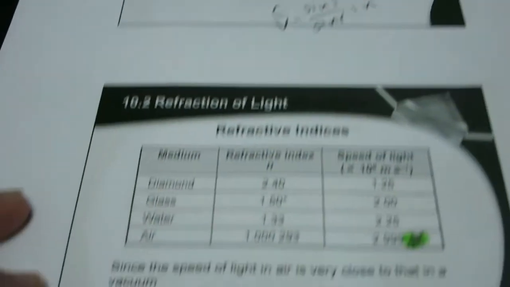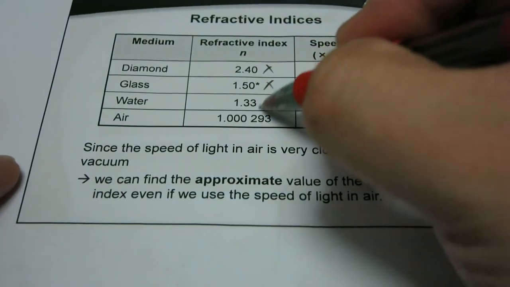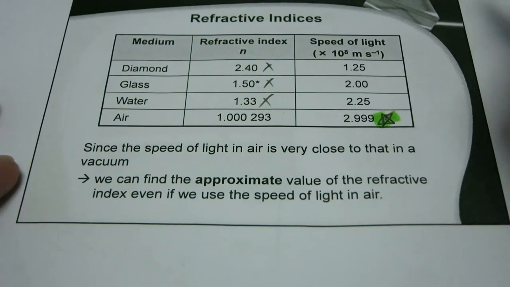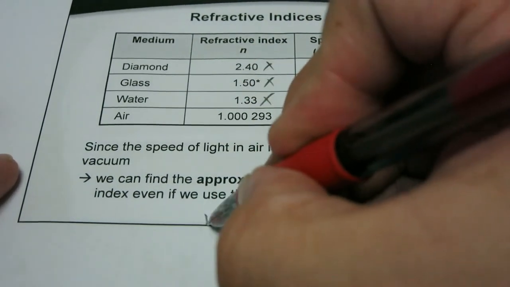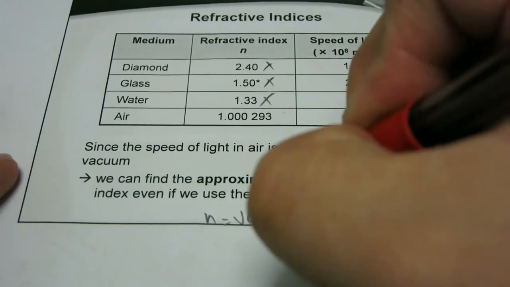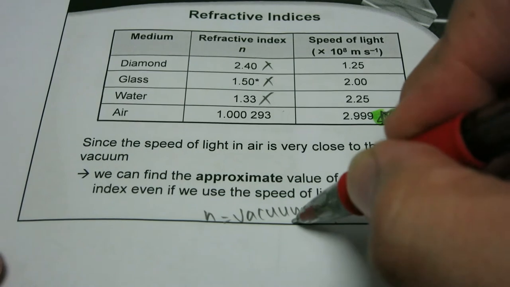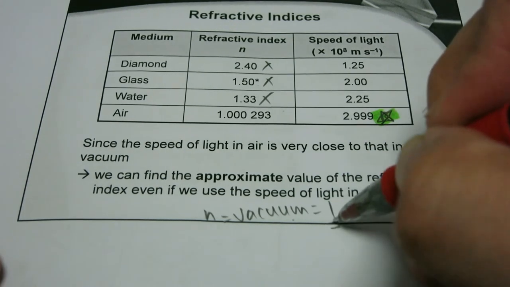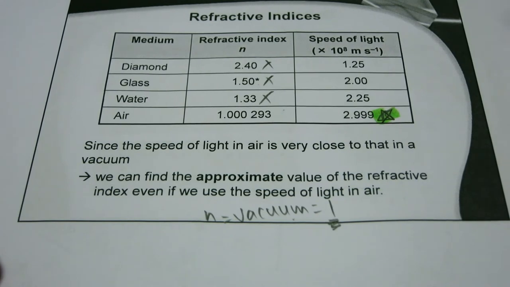Alright, so here are some refractive indexes. You don't need to know any of them. If they need you to, you will have to calculate. But you should know that the refractive index of vacuum is 1. Why is it 1? Because it doesn't slow down light at all when it's in a vacuum. So the refractive index is 1. You divide by 1, it is 3 times 10 power 8. It doesn't slow it down.